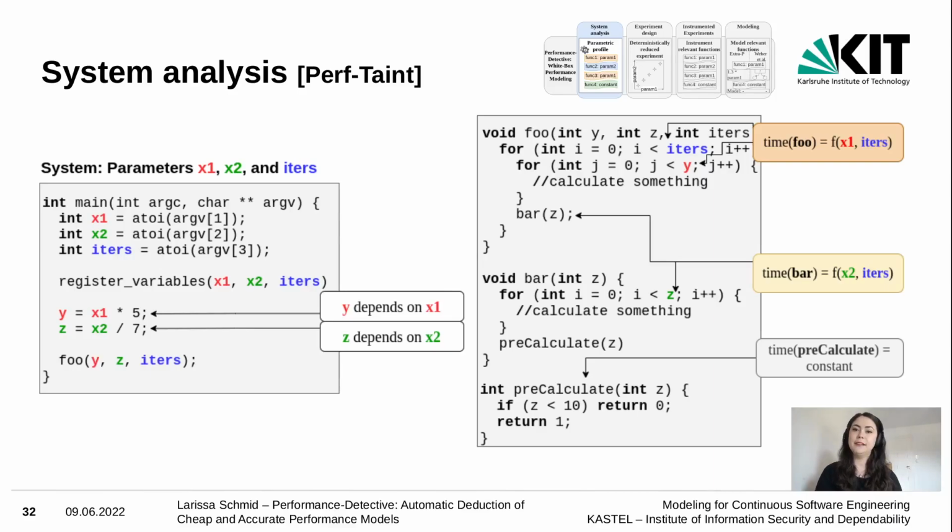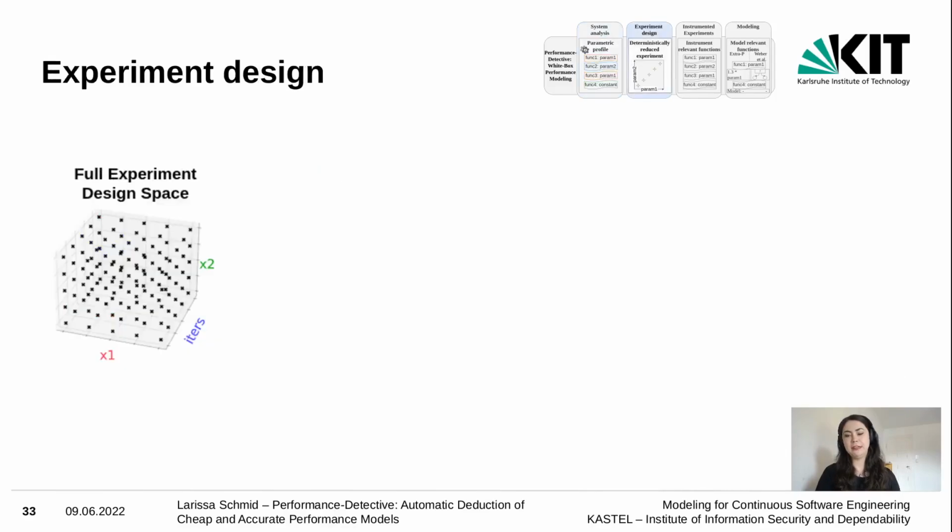And now the system analysis already tells us that the time of foo will depend on the input values of x1 and iters, the time of bar will depend on x2 and iters, and that the time of precalculate is assumed to be constant because there is no loop in it, which depends on the input parameters. So what we can also see is that iters linearly influences the runtime of the main computation as it is the outermost loop, and also that there is no function that depends on x1 and x2. And now we will make use of these insights for the experiment design.